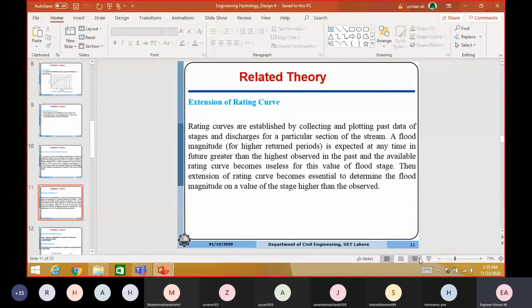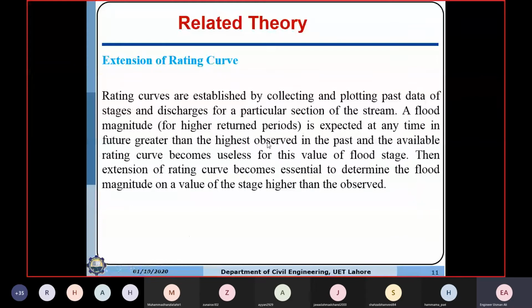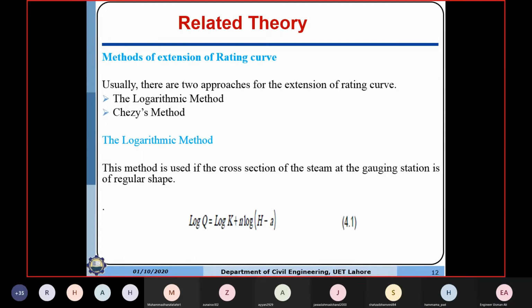So extension of rating curve is required so that in any case, if we get more discharge than the past recorded discharge, or stage more than the past recorded stage, then we need to extend it to be used for that stage or discharge value. Now methods of extension of rating curve, there are two methods used in this design, that is the logarithmic method and the Chase's method. Now the important thing will be to learn the procedure, how to proceed with these methods.